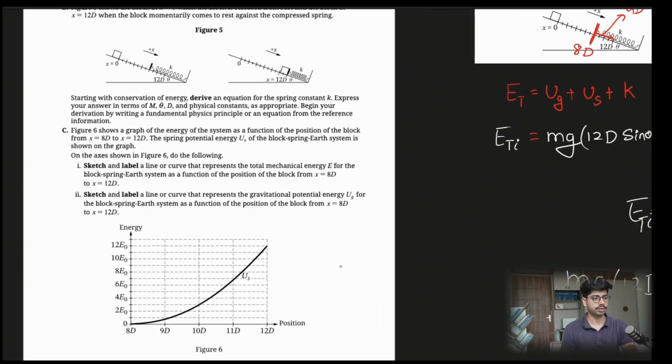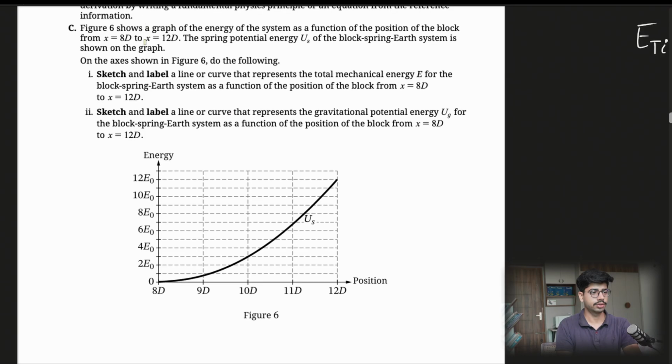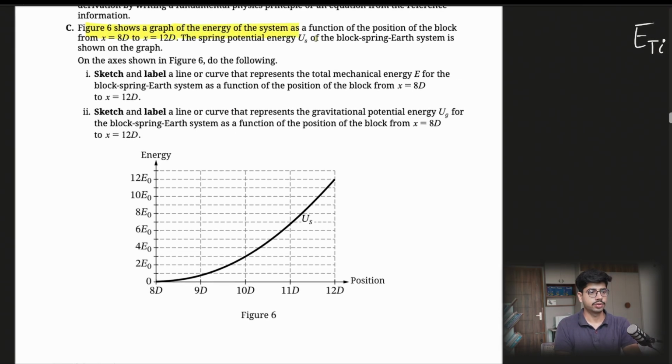And the next part of the question is in figure number 6, the energy of the system as a function of that. They have given the spring potential energy curve from 8d. Remember, it starts from 8d to 12d, because as the spring gets compressed, it keeps storing spring potential energy. And it is curved. Why? Because it is a half k x squared quantity, so it has a parabolic curve as you can see here.